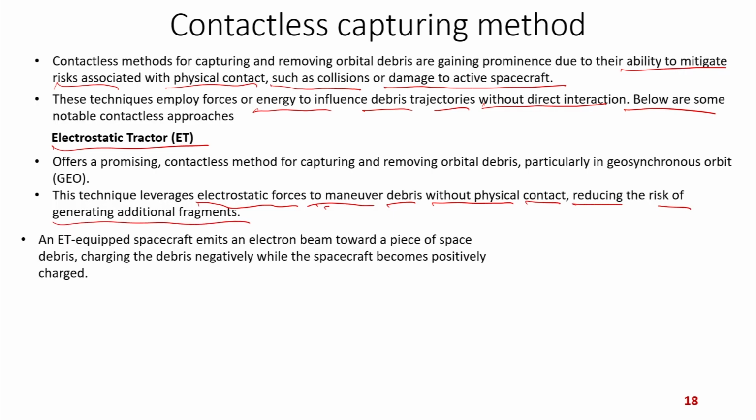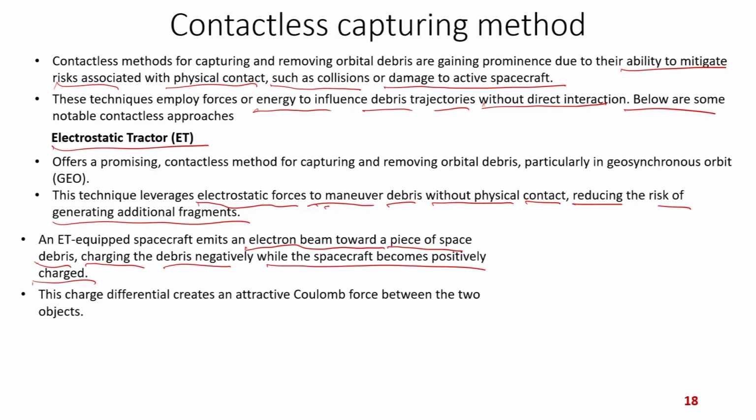fragments. An ET-equipped spacecraft emits an electron beam toward a piece of space debris, charging the debris negatively while the spacecraft becomes positively charged. So, when an electron beam is emitted from the charging spacecraft, it will get positively charged, and the target debris will be negatively charged. Then there will be a force, the Coulomb force, and by using that, the trajectory of the debris can be changed.